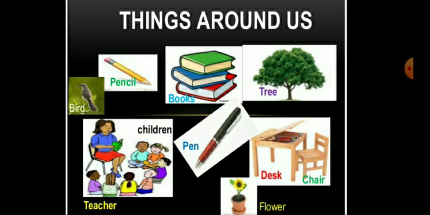So, children, today we are going to continue chapter 9. In this chapter, we are going to discuss the things around us. Children, there are a large number of things in the world around us, or we can say in our surroundings. So you can see in this picture there is a pencil, bird, teacher, pen, books, children, tree, desk, chair, flowers. All things are present around us.